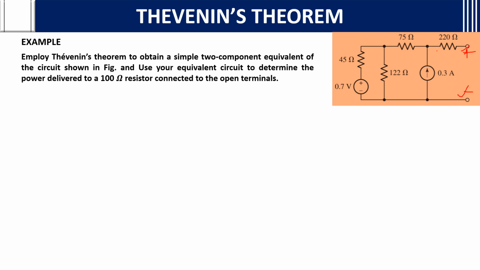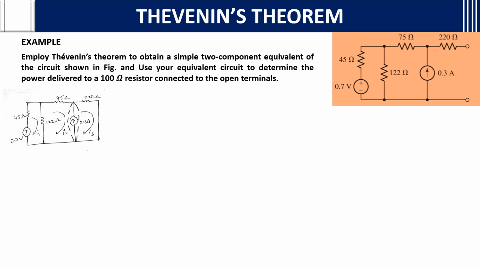What they are asking is to find the Thevenin's voltage and the Thevenin's resistance across these open terminals, and connect a 100 ohm resistor across these open terminals. After finding Thevenin's equivalent of VTH and RTH, we need to connect a resistance across the terminals, that is 100 ohms. After connecting 100 ohms across these open terminals, find the power through that 100 ohms. Here we need to find power. Okay, we will see how to do it.